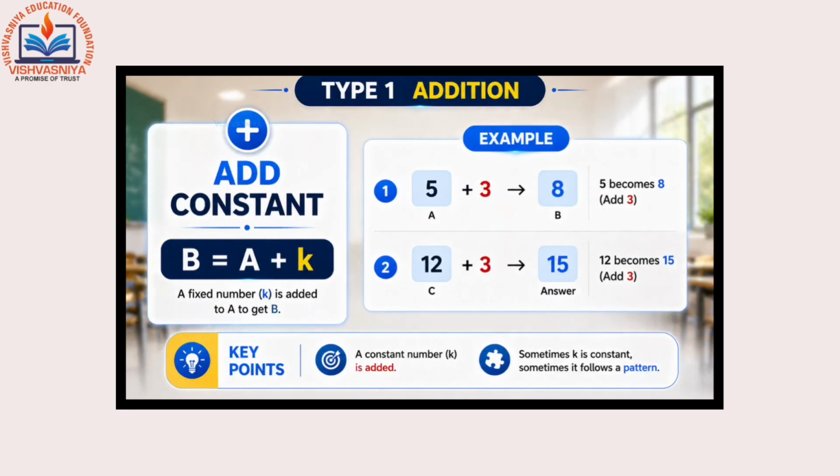Now we start with the first type, addition analogy. In this type, a fixed number is added to A to get B. For example, if 5 becomes 8, then we added 3. So, if the next number is 12, we will again add 3 to get 15. Sometimes the added value is constant, and sometimes it follows a small pattern.